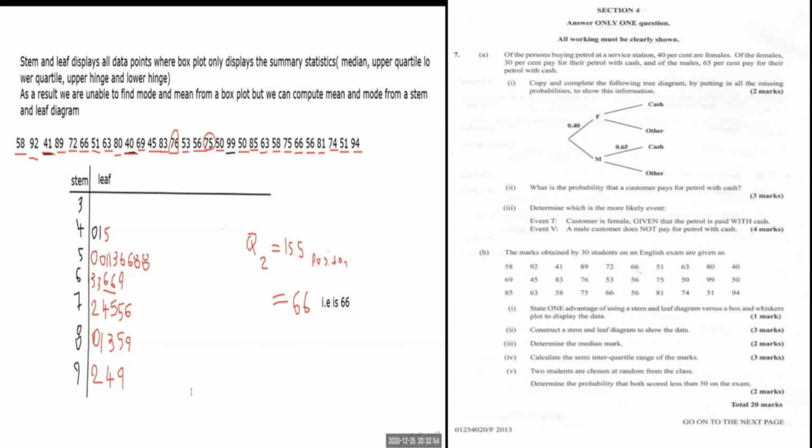Then it says now, calculate the semi-interquartile range. First and foremost, the semi-interquartile range is going to be equal to the interquartile range divided by 2. That's semi-interquartile range. Interquartile range divided by 2. And so to find the interquartile range, it's going to be Q3 minus Q1 over 2. Q3 minus Q1 over 2.